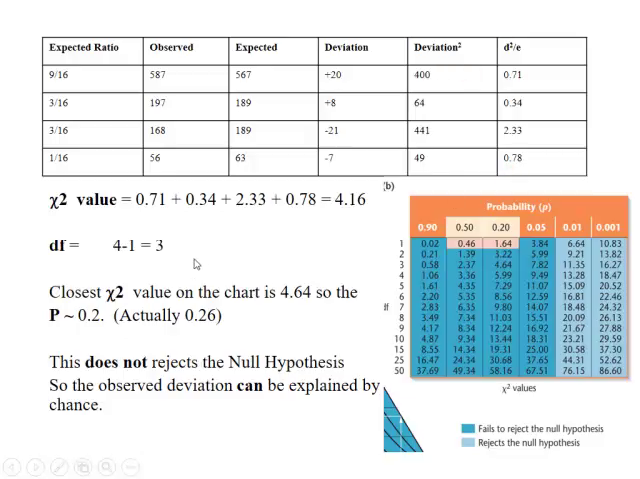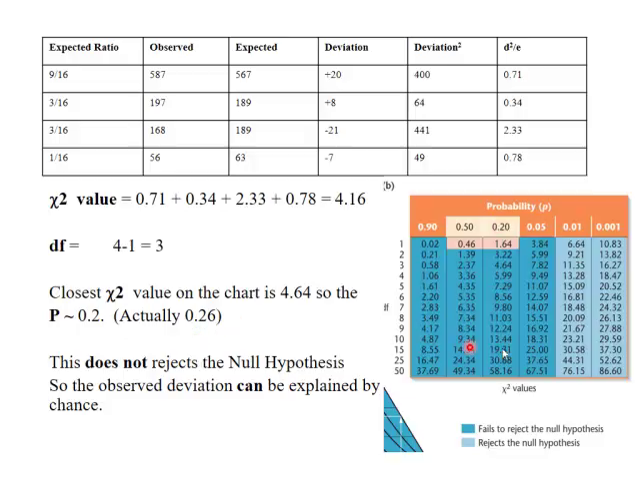Now, in this example, our degrees of freedom is going to be different because we had 4 possible phenotypes, 4 possible categories. Our degrees of freedom equation says you take your number of categories and subtract 1. So in this case, 4 minus 1 gives you 3 for your degrees of freedom. Now that means I'm going to go over to this row on my chart. If my degrees of freedom is 3, I'm looking for the number that's closest to 4.16. When I go across, the closest one to 4.16 is this 4.64. So our probability is around 0.2.